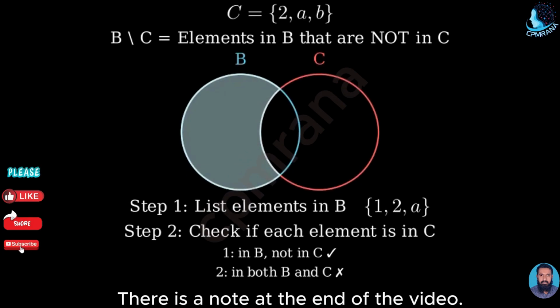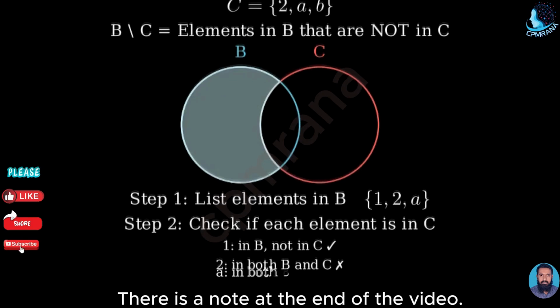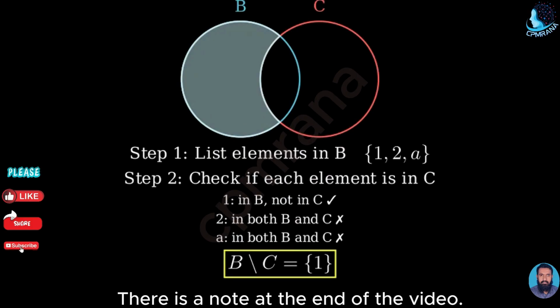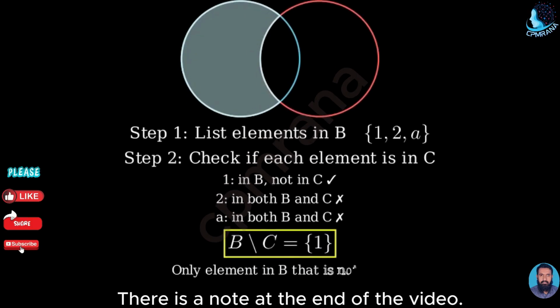Next, 2 is in both B and C, so it will not be in our answer. Finally, a is in both B and C, so it will not be in our answer. Therefore, B minus C equals the set containing only the element 1. This is because 1 is the only element that appears in set B, but does not appear in set C.